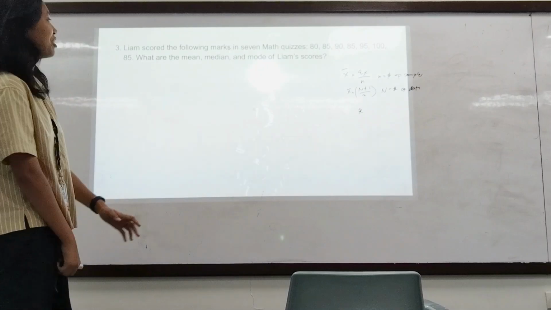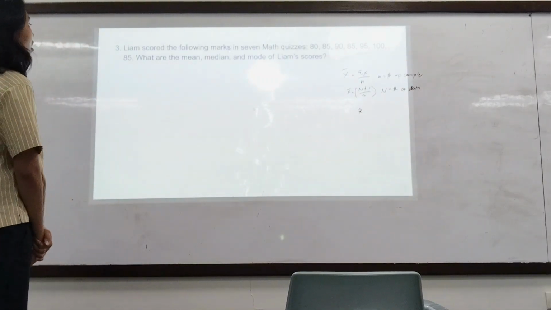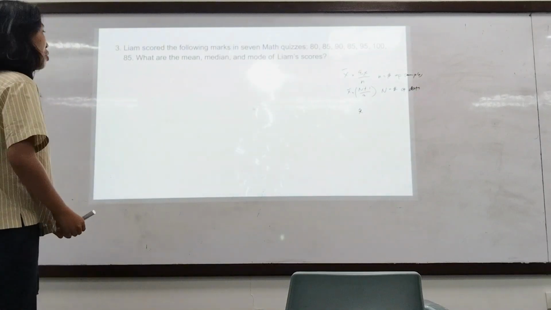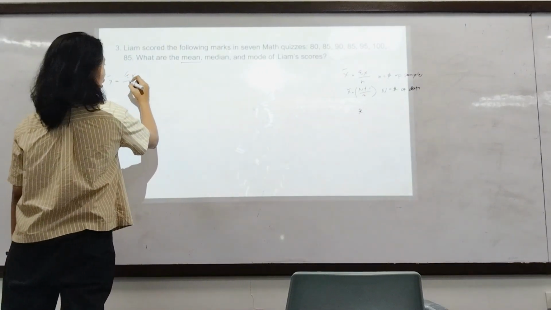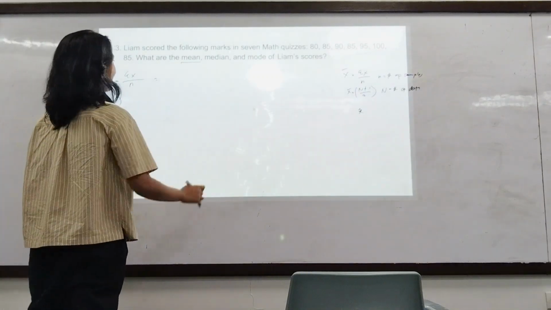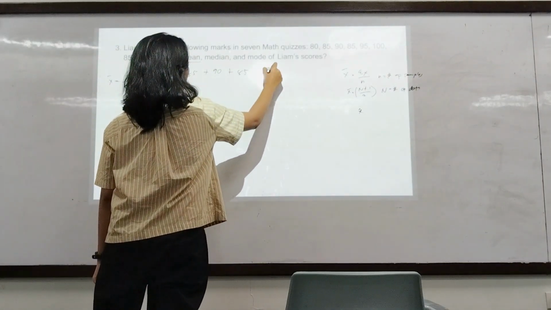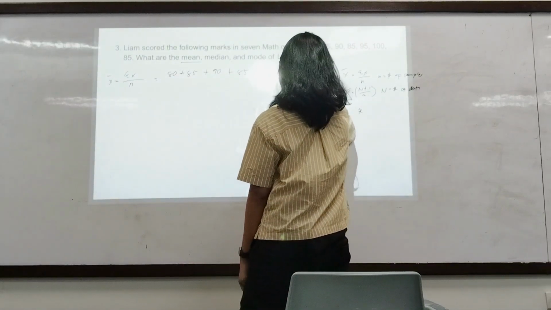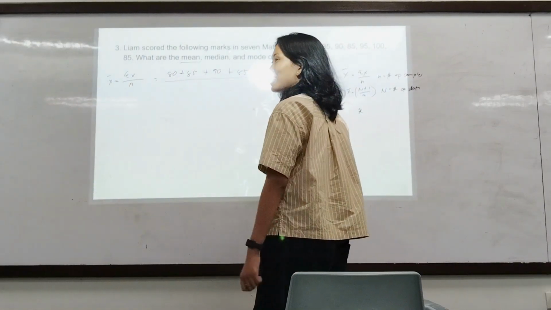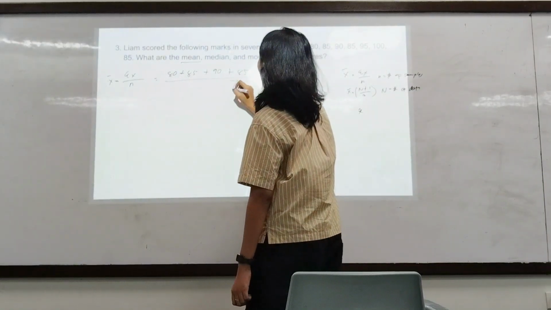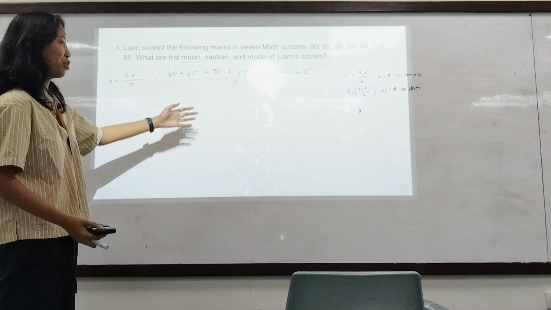So let's start. Okay, number 3. Liam scored the following marks in 7 math quizzes: 80, 85, 90, 85, 95, 100, and 85. What are the mean, the median, and the mode of Liam's scores? Once again, let's start with the mean, which is x bar equal to summation of x over the number of samples. Then you substitute: 80 plus 85 plus 90 plus 85 plus 95 plus 100 plus 85. Then you count how many samples: 1, 2, 3, 4, 5, 6, 7. There are 7 samples. We're gonna add the upper part and then solve.